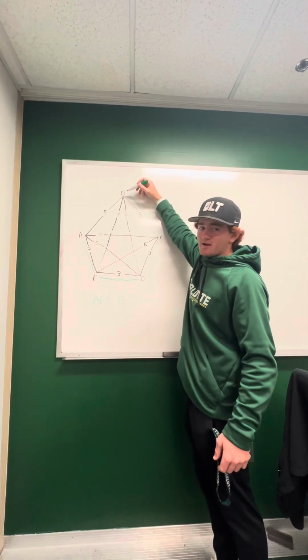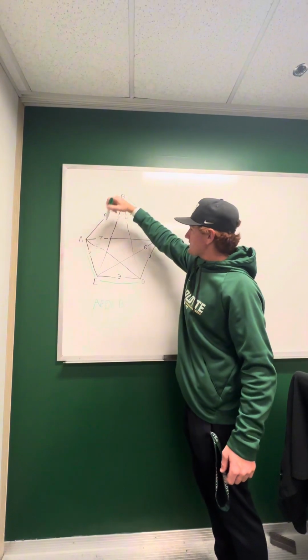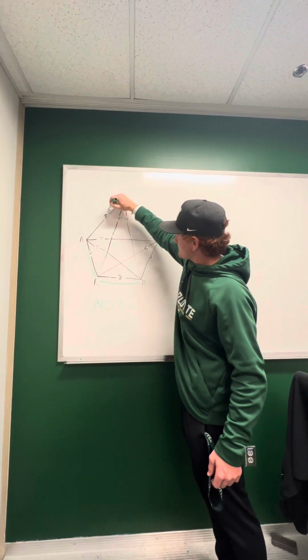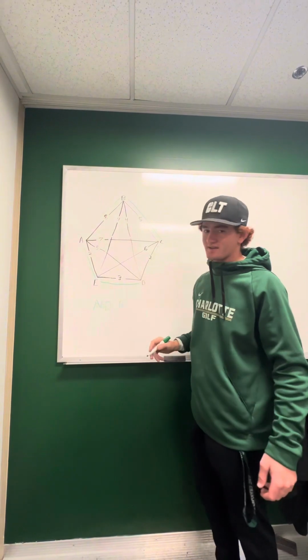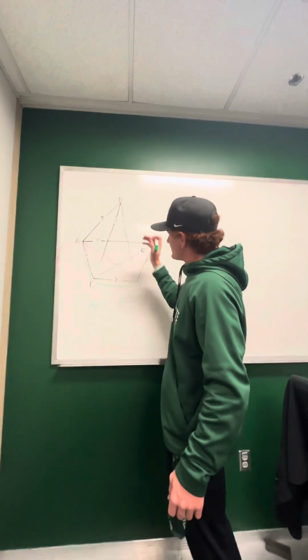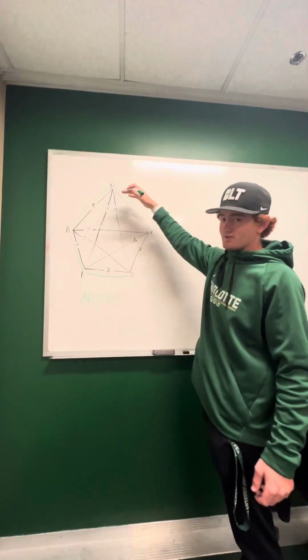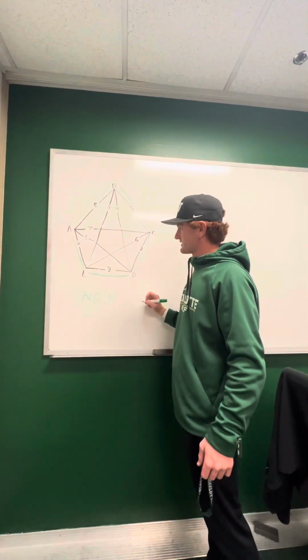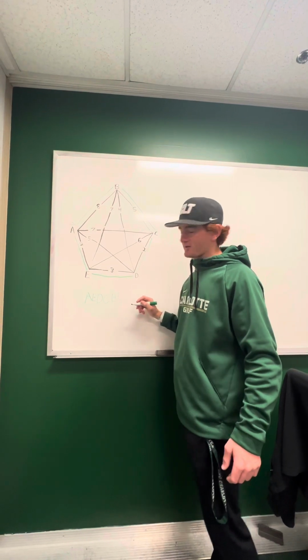All right, now that we're at our last point, we need to go back to our starting point, so we're going to go right here. And that's going to be B to A, and that's going to be 8. Now, we're going to add up all the weights of these, and that's going to give us our greedy algorithm.